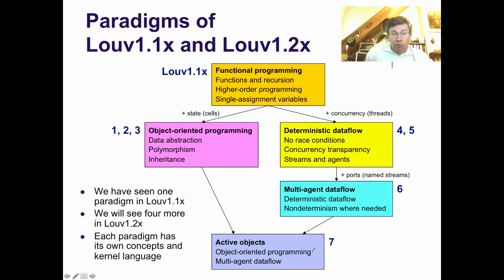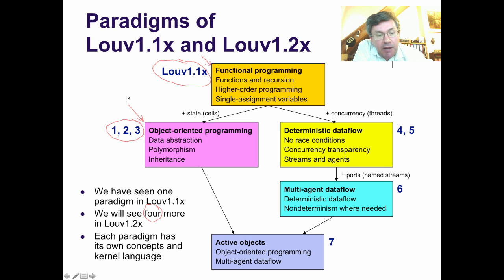In Louvain 1.1x, we saw a first complete coherent paradigm called functional programming, with its kernel language and its techniques: higher-order programming, loops, invariants, recursion, and so on. Now we're going to build on that. We're going to see 4 more paradigms in Louvain 1.2x. Each of these paradigms will organize certain concepts into a coherent whole that we can then use to think about and build systems with. In the first 3 lessons, we will see object-oriented programming.